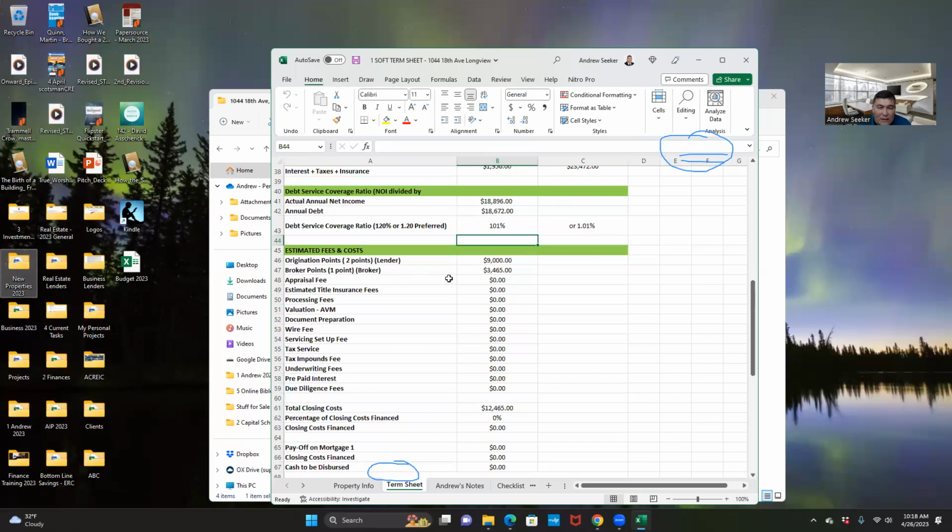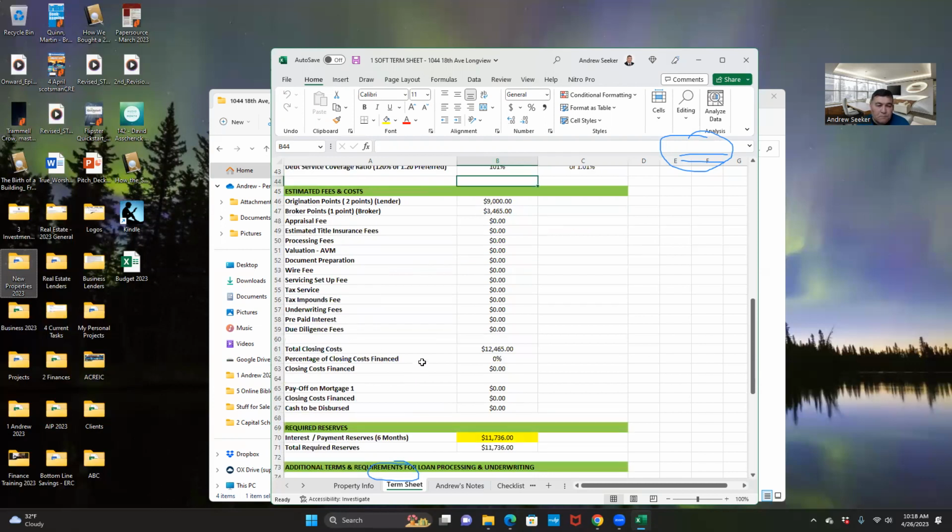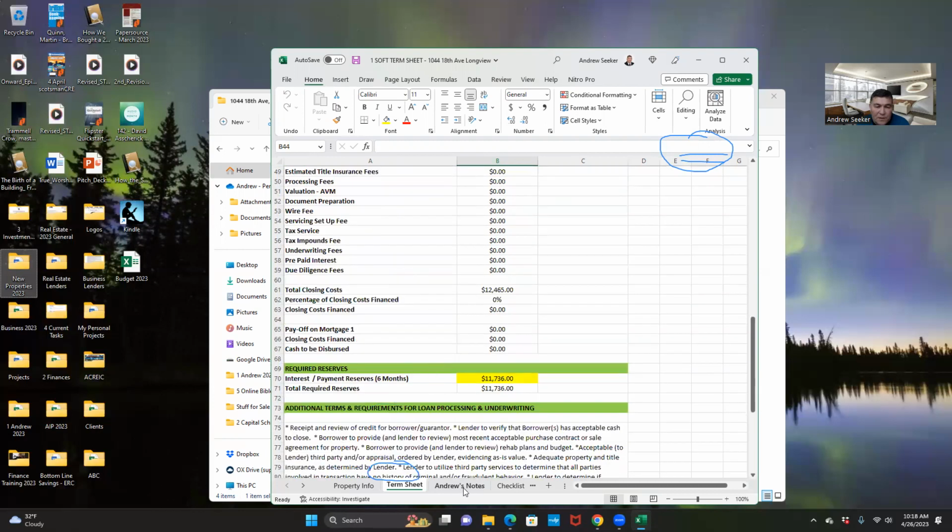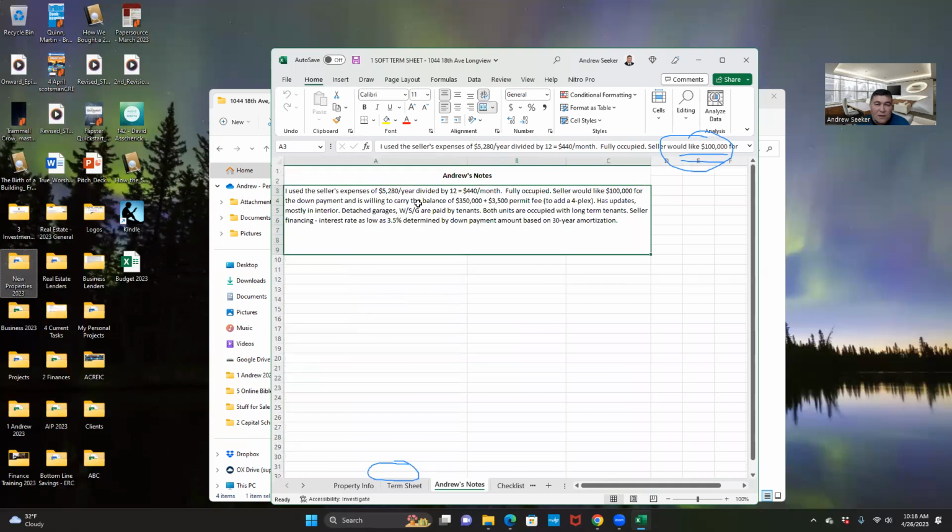But you can see here, I try to put in the estimated fees. A lot of this stuff I'm not going to know until we get it under contract. We have a title and escrow company to work with, and they'll help us calculate all these other fees. Let's see, I have my notes here. The seller says they have 440 a month, fully occupied, willing to carry the balance of 350 plus $3,500 permit fee, and that was to add a fourplex. It has updates, mostly interior. So we have a little bit of information here on the property and what the seller is willing to do.